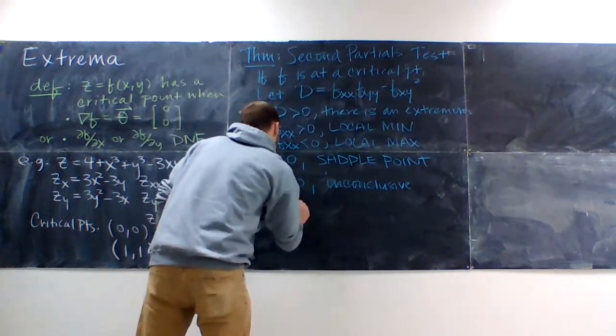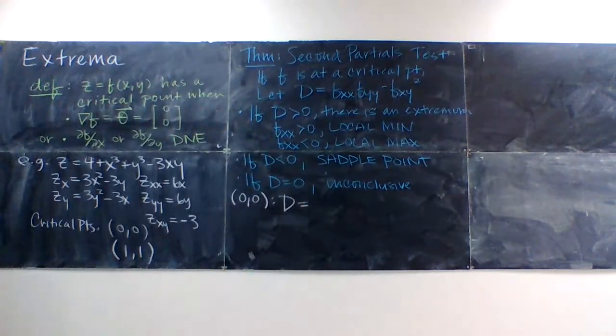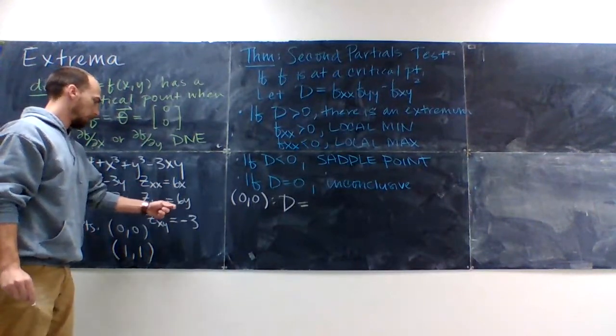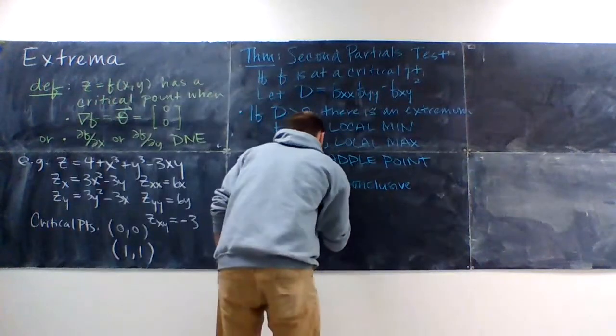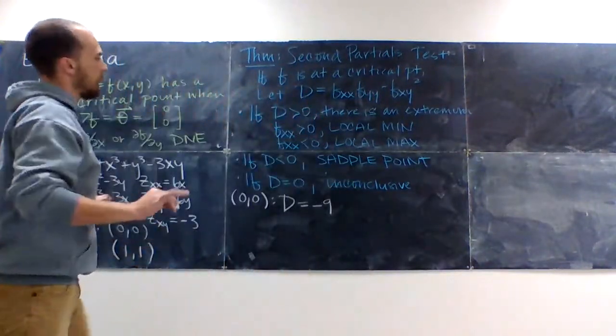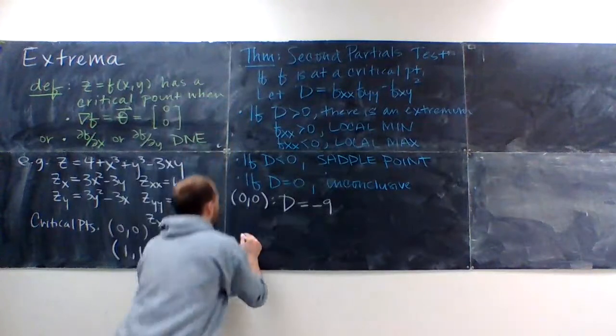Okay, this d number is going to be, okay, fxx is going to be 0, 0, minus 9. So d equals -9. I kind of take a step back. If d is negative, I'm at a saddle point. Okay.